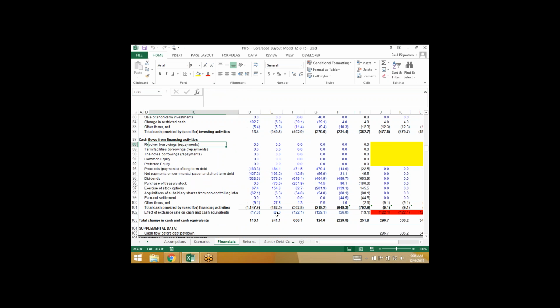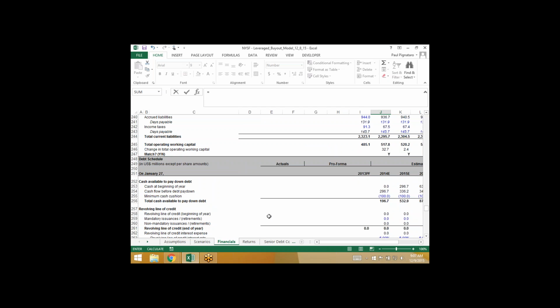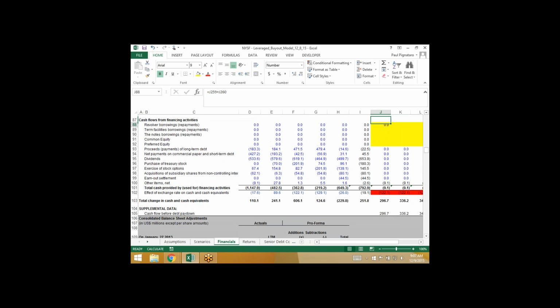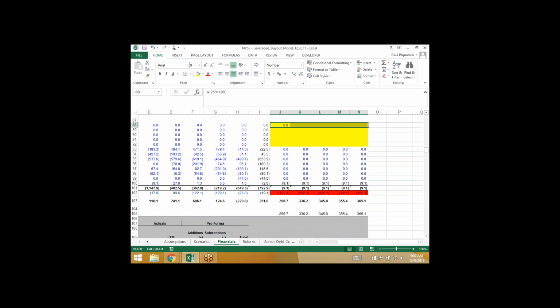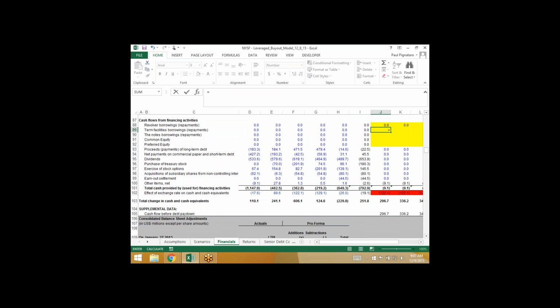So, for example, revolver borrowings is going to be equal to, from the debt schedule, the sum of the mandatory issuances and retirements, which is 0 now. But once we have this kicked in, when we show what's going to happen when Warren Buffett puts in his investment and gets his dividends in, this is going to change, and we want to make sure this is reflected. And we'll do the same thing for each term facility.